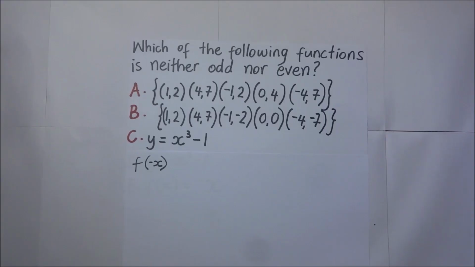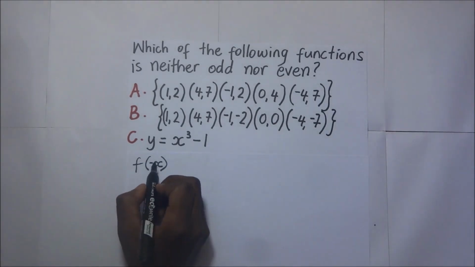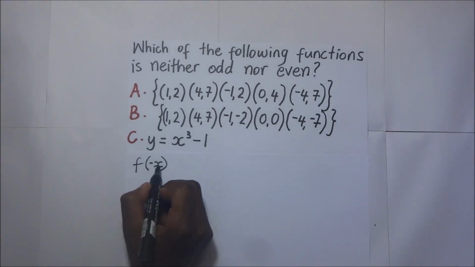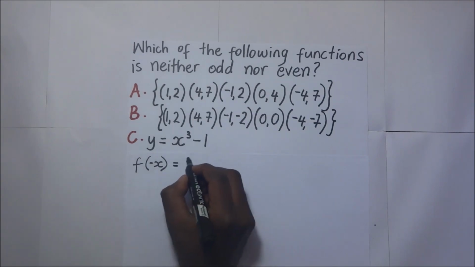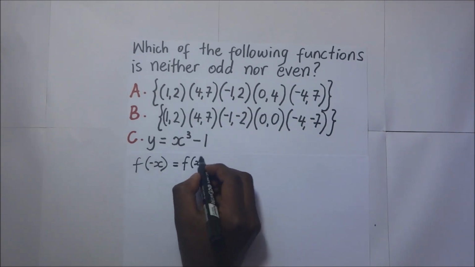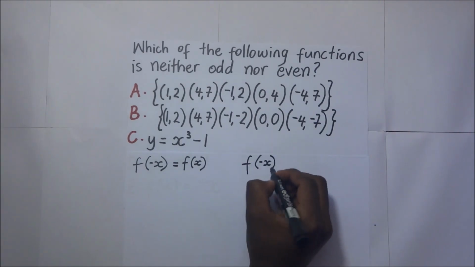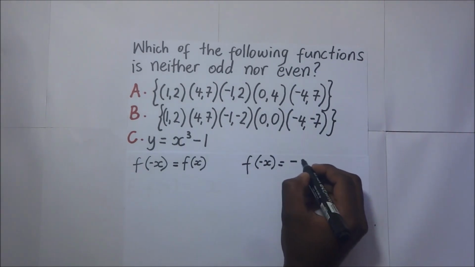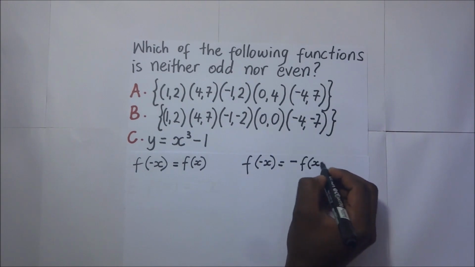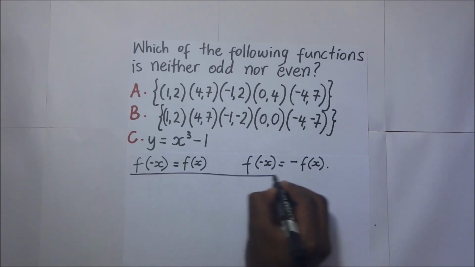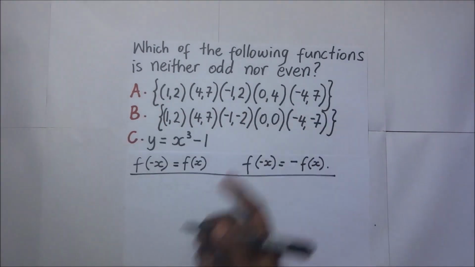Okay, which of the following functions is neither odd nor even? Now let's remind ourselves. First of all, for it to be even, it means that when I plug in negative x, it's supposed to give me back the original function. And if it is odd, if I plug in negative x, it's supposed to give me the negative of the original function. This is the premise we shall be using. So let's analyze part A.